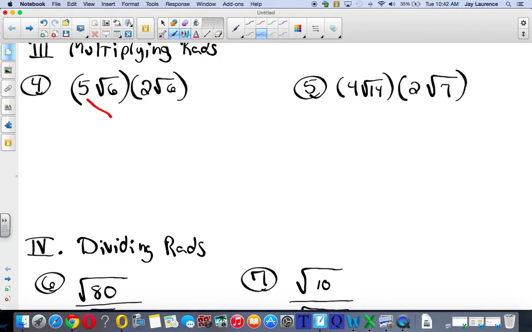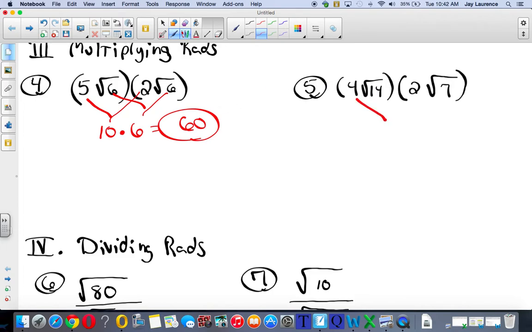All right, so I'm going to do 5 times 2, and I'm going to get 10. And then I'm going to get rad 6 times rad 6, which is not rad 6. It's plain old 6, so it's going to be 10 times 6, which is 60. And you can always check that on your calculator. Make sure you get 60 if you multiply that out.